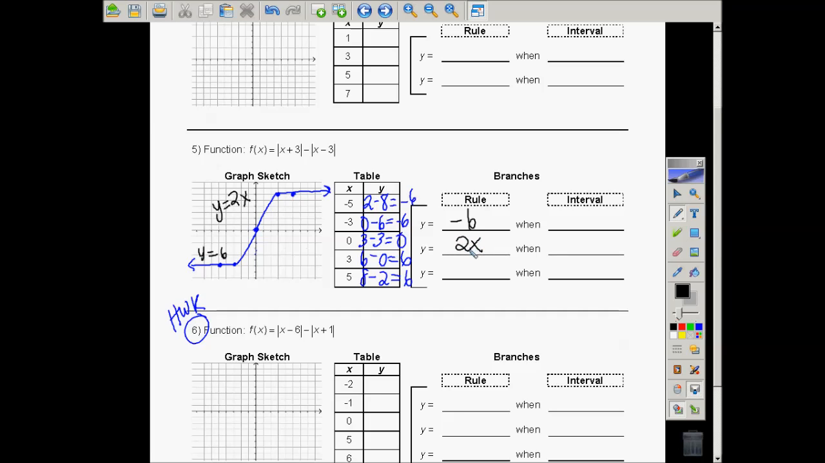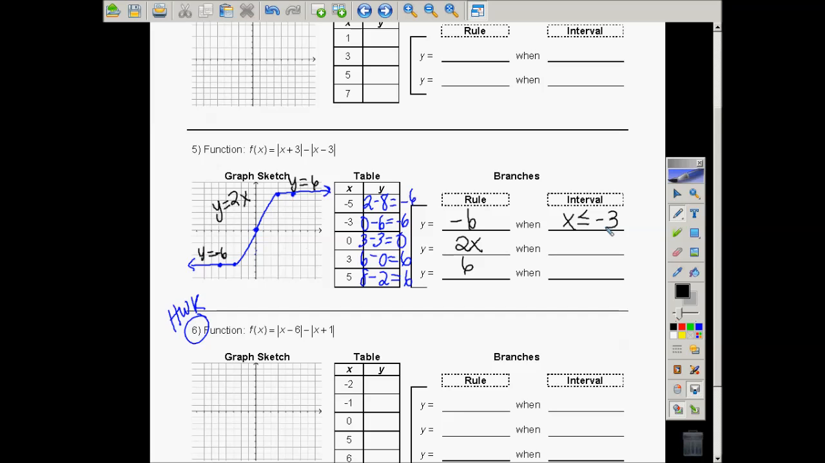Okay. And then what's the y here? 6. So we have our y's, and now we have to find our rules. So when does y equal negative 6? At what x value? We look at the x values. When x is less than or equal to negative 3, that's when that happens.